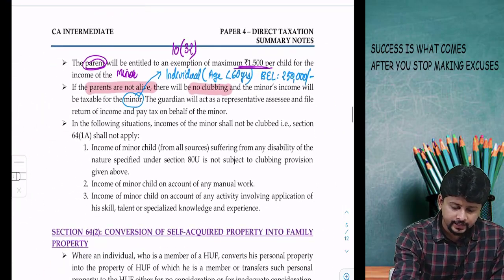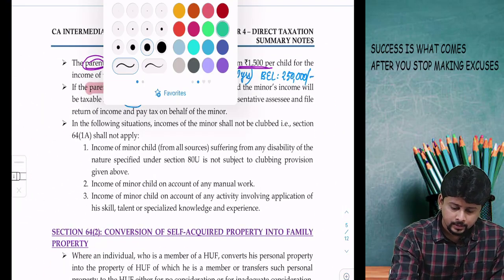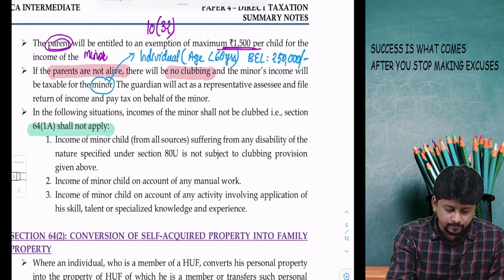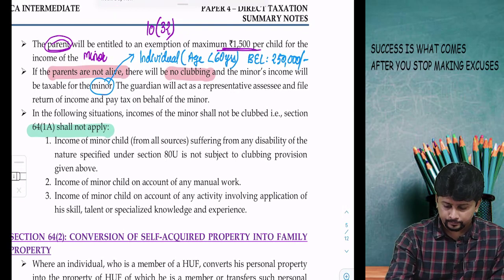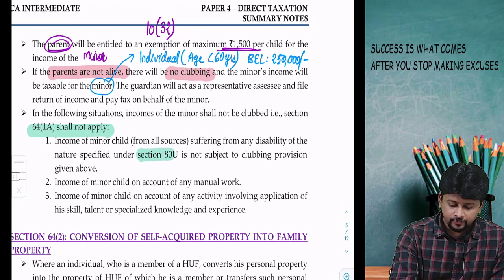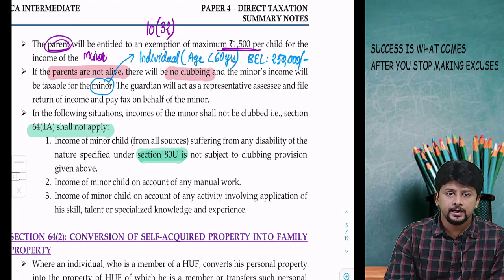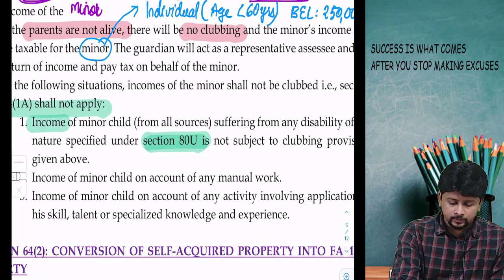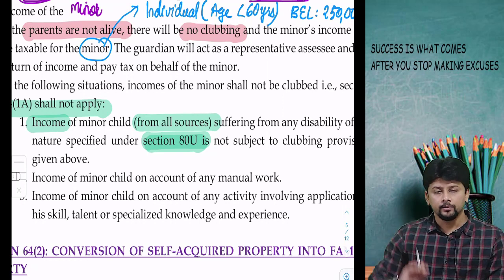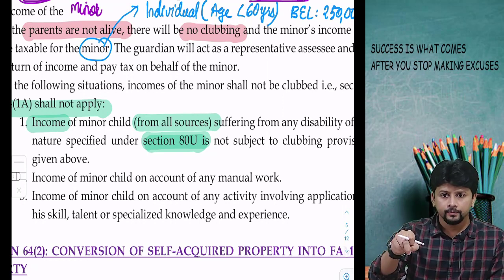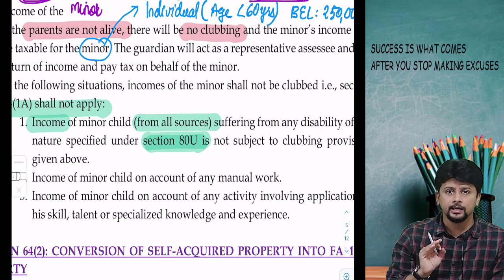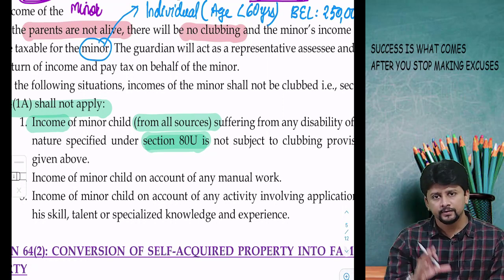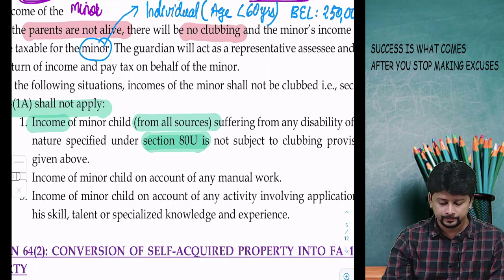Some situations where 64(1)(a) shall not apply. Income of the minor shall not be clubbed. If the minor is suffering from a disability covered under section 80U, then all types of incomes will never be clubbed. It will be taxed for the minor. Minor will take a deduction under section 80U. Balance amount remaining, minor will pay tax. Of course, there will be a representative assessee who will do all the formalities.